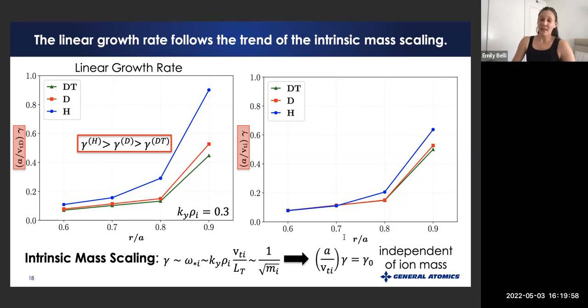Intrinsic mass scaling then implies that gamma is independent of the ion mass when normalized by the main ion thermal timescale, A over V thermal I, such that the HD and DT curves on the right-hand side plot should be exactly the same. However, because kinetic electron dynamics are included in the simulations, a slight deviation from the intrinsic scaling is seen in the edge, which increases as the ion mass decreases as the electrons become more non-adiabatic.